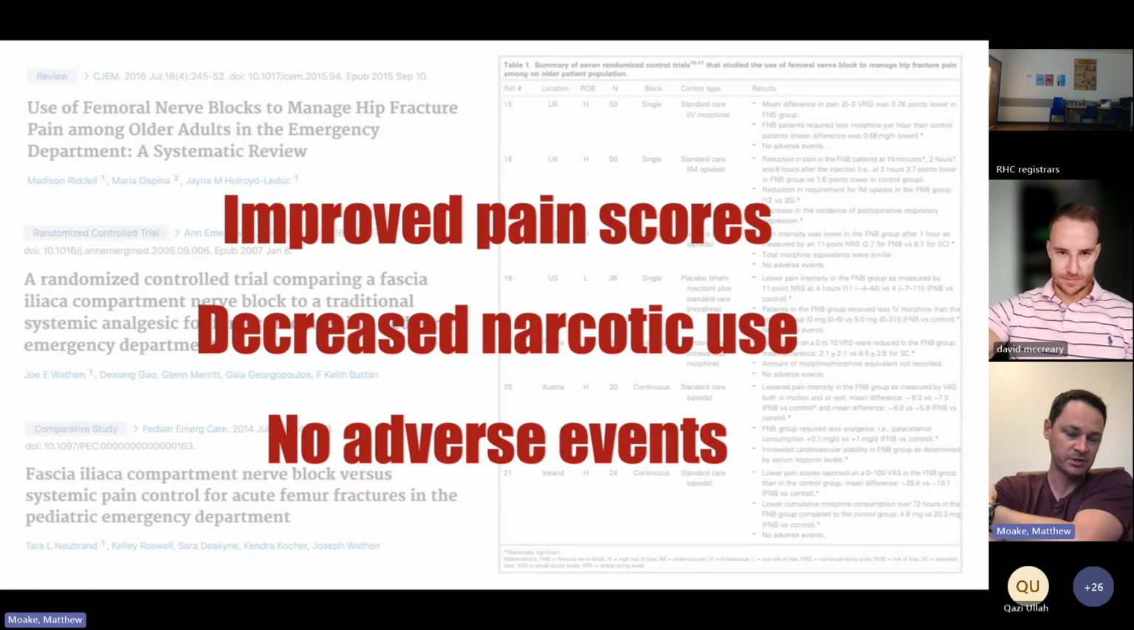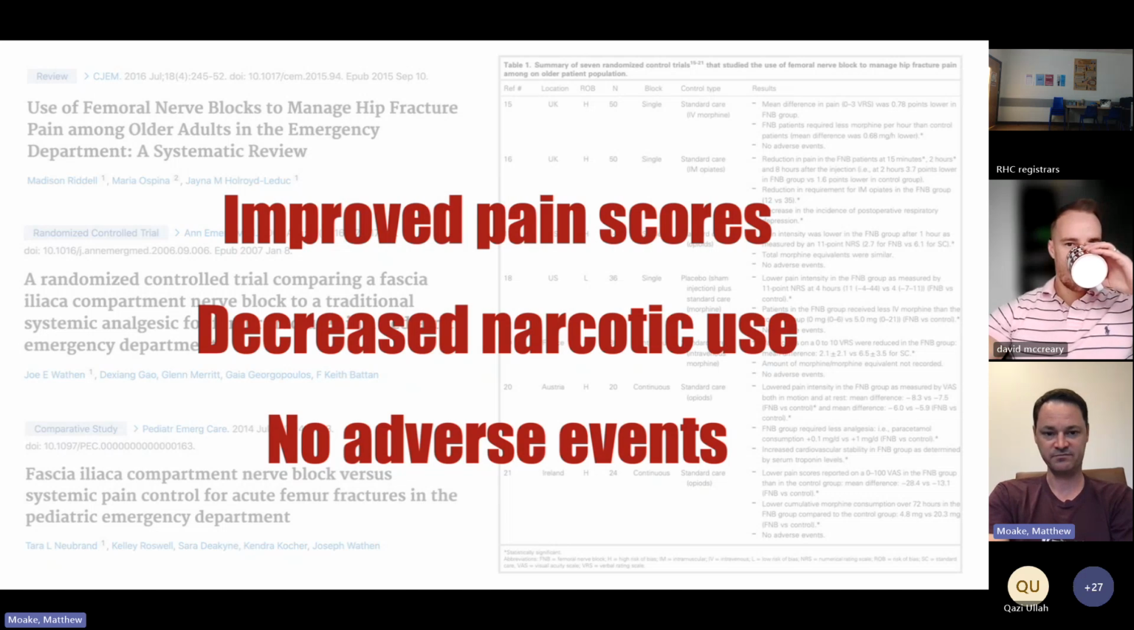Throughout the data that has been published, nerve blocks show improved pain scores, decreased narcotic use, and no serious adverse events across EM ultrasound-guided nerve block practice. And there was a recent JAMA, I believe, from the adult registry that reinforced these same findings.